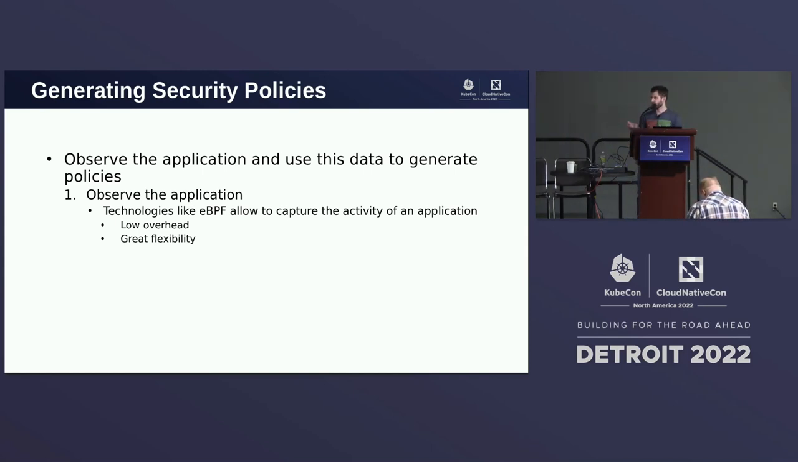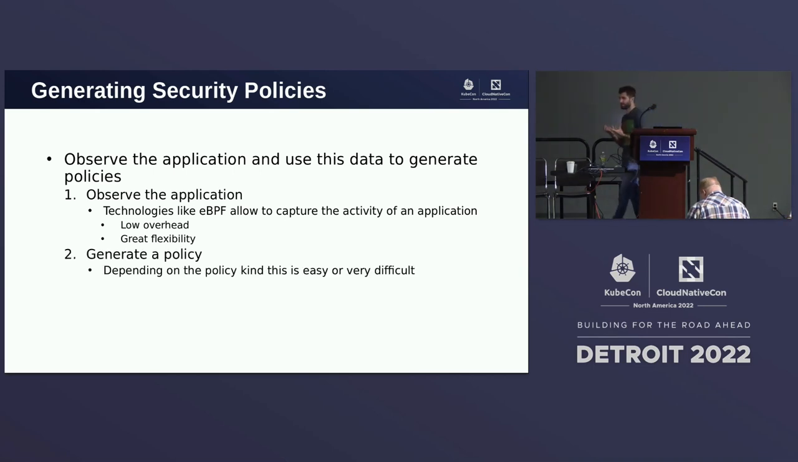We observe the application. We capture all the activity of the application. We know what the application is doing. And then by using that data, we generate a policy. This is something that sometimes is really easy to do. For instance, for a seccomp profile, this is just to capture the system calls and put together a list of system calls. For pod capabilities, it's the same, but in other cases like network policies, this is really difficult because we have to generate the network policies in a way that is easier to understand for the developer or the operator of the platform. So depending on the kind of network policies that we are generating, it could be very easy or it could be really, really difficult.